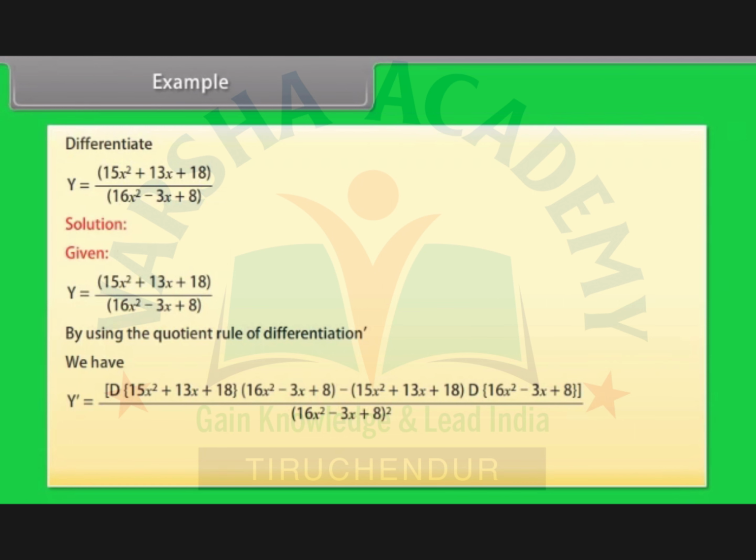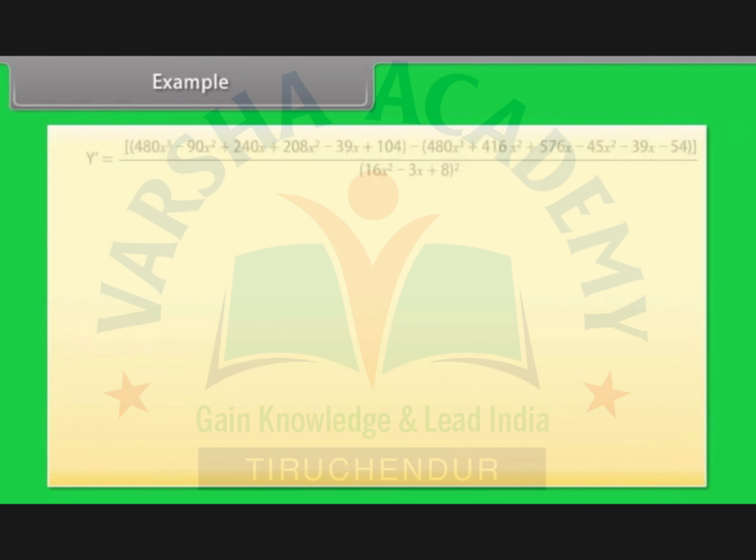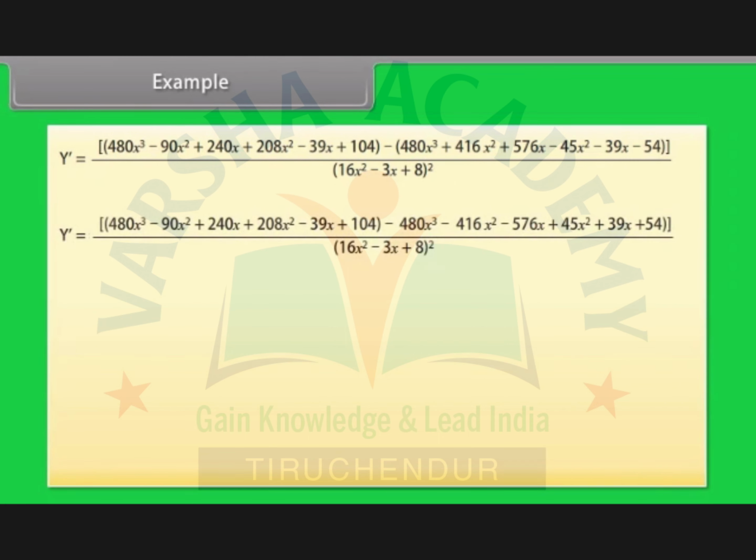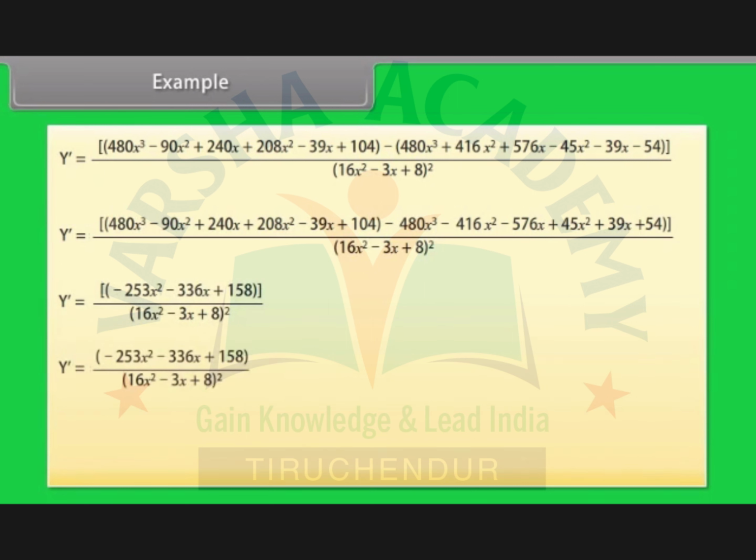By further calculating it, we get y dash is equal to minus 253x square minus 336x plus 158 by 16x square minus 3x plus 8 whole square.